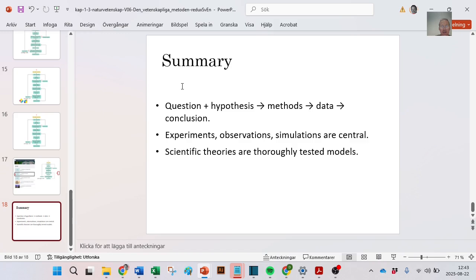So in summary, this is a method. Researchers ask questions, they make hypotheses, they use a method such as experiment, observation or simulation. They get data and they draw conclusions. And if a lot of experiments fall into the same theory, for example, cell theory, how cells are constituted, then we can call it a scientific theory.